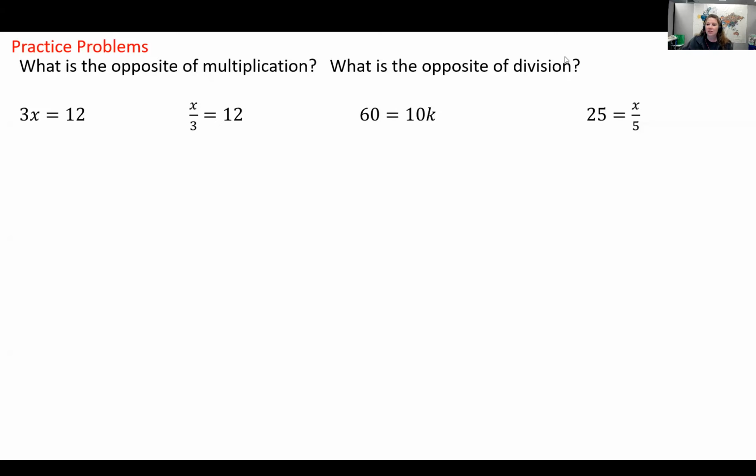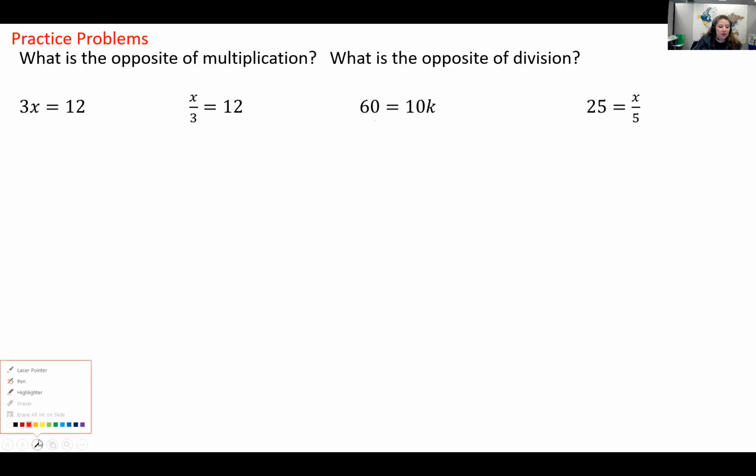What is the opposite of division? Well, multiplication, right? So when you're solving equations, you're going to do the opposite or the inverse operation. So let's look at this first problem right here. It says 3 times x equals 12. So since it says 3 times x equals 12, we're going to do the opposite of multiplying by 3. So the opposite of multiplying x by 3 is dividing by 3.